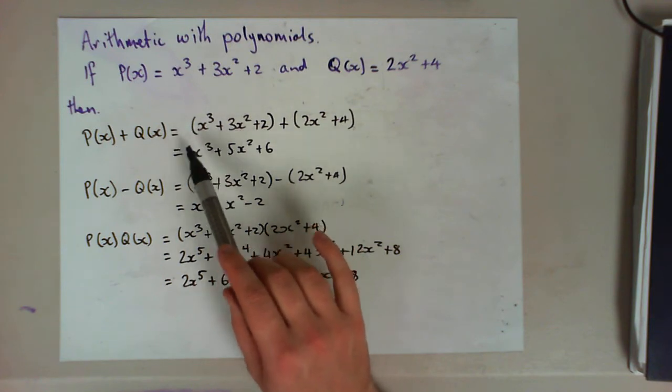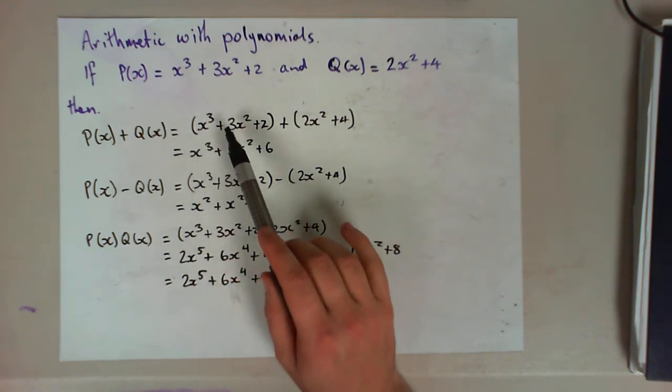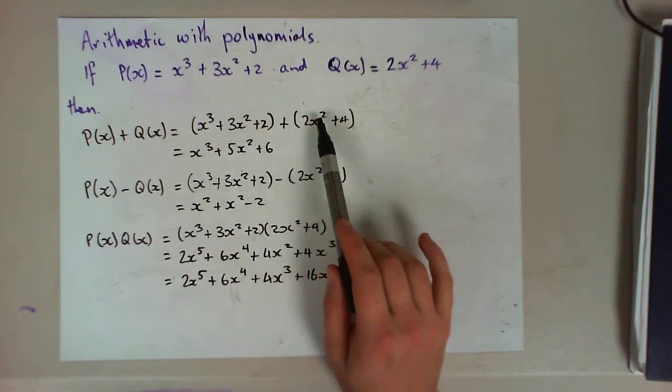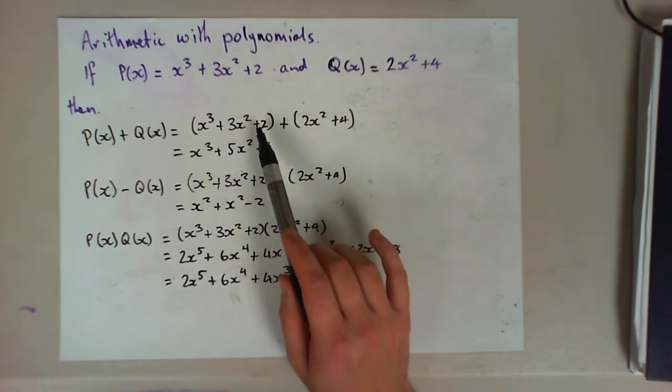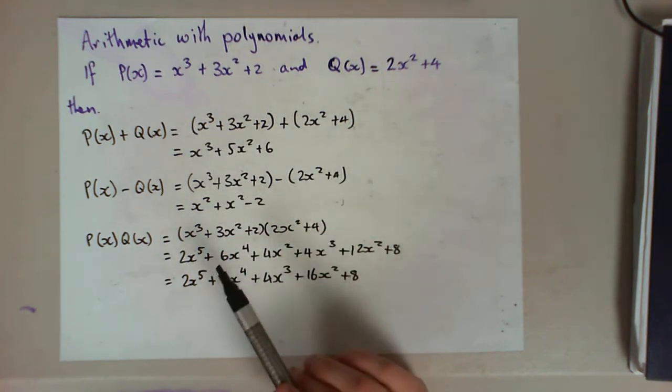The x cubed term is by itself, but then we have 3x squared plus 2x squared gives us 5x squared, and 2 plus 4 gives us 6. So we're going to simply add our like terms together.